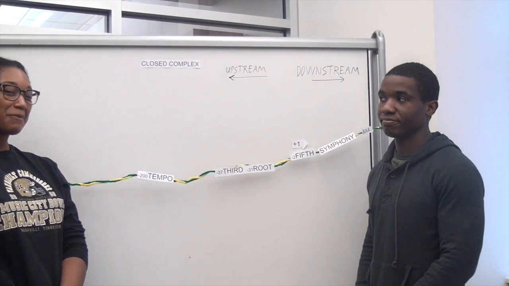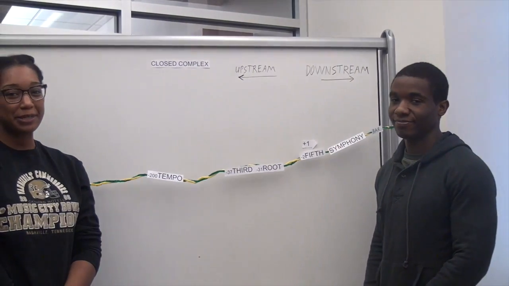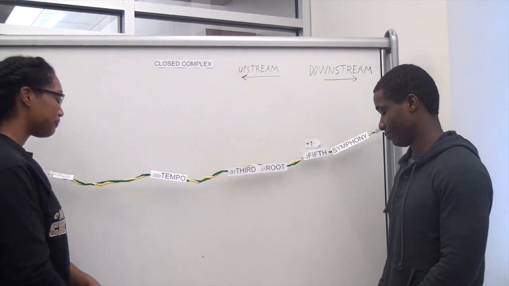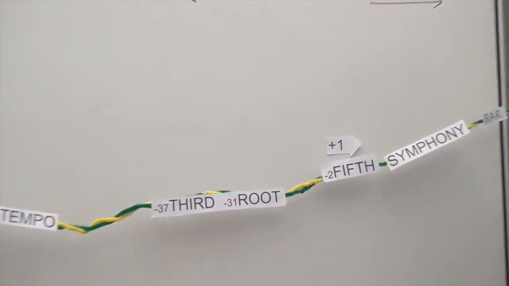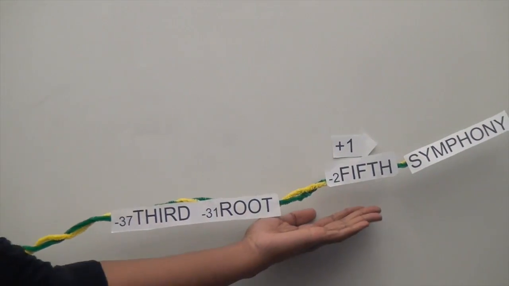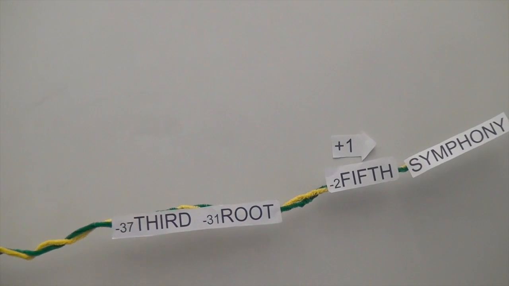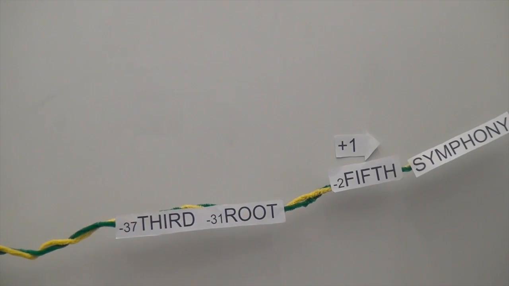Thanks, Kyle. I'm Whitney, and this is MRI, and we'll be talking about the closed complex. The Symphony gene in eukaryotes is a class II gene that contains a root, fifth, and third cis-acting core promoter elements and cis-regulatory promoter regions. Initiation of the Symphony gene occurs in a sequence of specific steps. First is the formation of the closed complex.